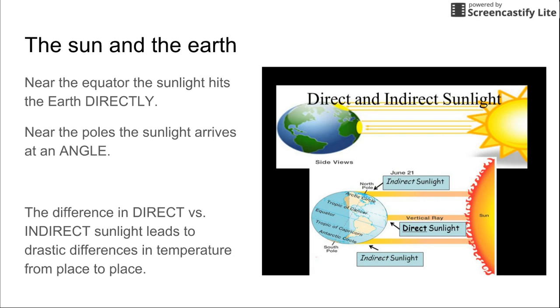Near the equator, the sunlight hits the Earth directly, so we call that direct sunlight. And near the poles, it arrives at an angle. The difference in direct and indirect sunlight leads to really drastic differences in temperature from place to place. So you'll notice that on June 21st, the direct sunlight, due to the tilt, is hitting a little bit higher than the equator, and the indirect is coming in at both poles. So this creates indirect versus direct sunlight. But as the Earth rotates, this indirect and direct sunlight can shift to other areas of the Earth.